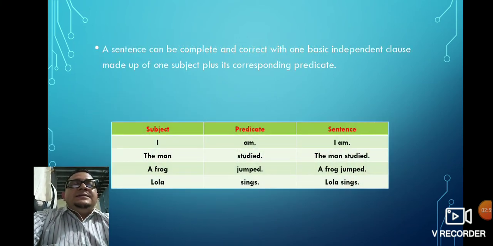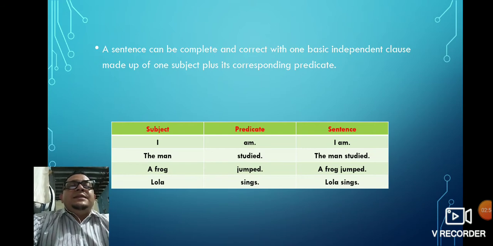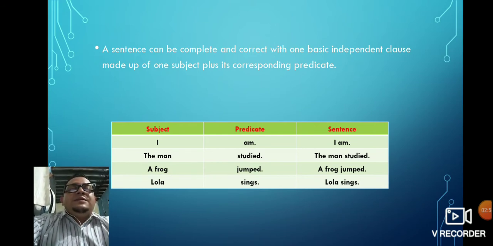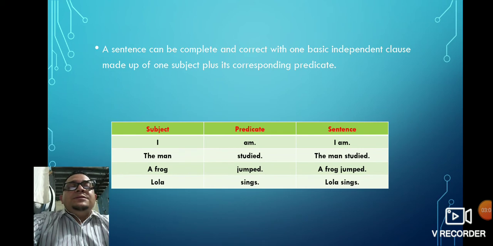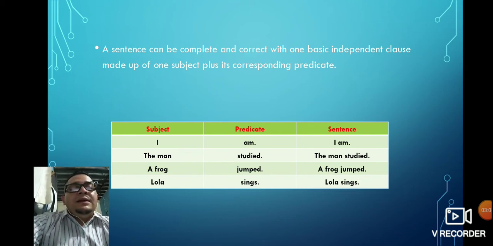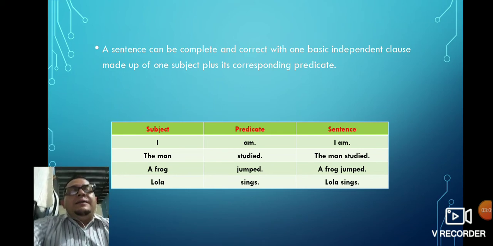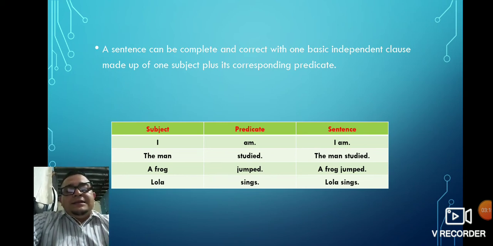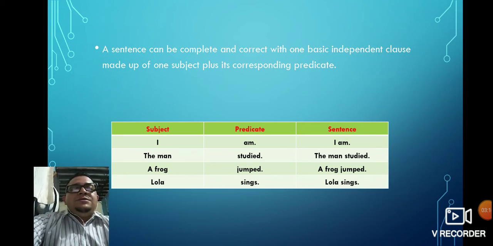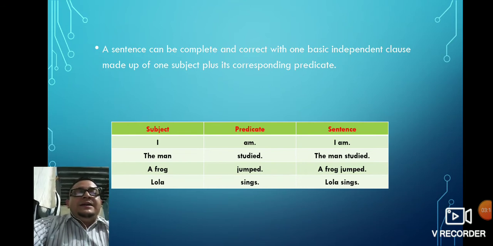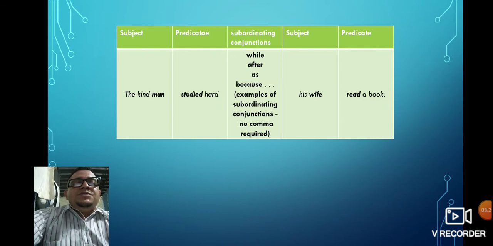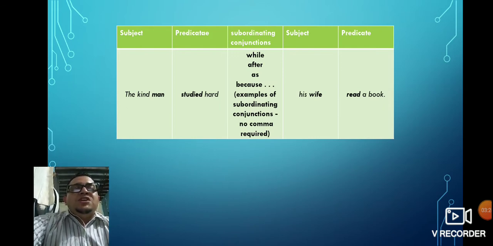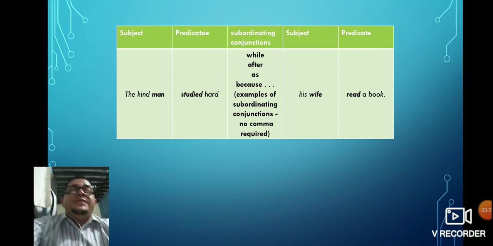In that slide, the sentence can be corrected with one basic independent clause made up of one subject plus a corresponding predicate, as you see in the table, which is that line, subject and predicate. A list of subjects, a list of predicates, and how the sentences should look, and also how to avoid the grammatical mistakes. As mentioned before, a short list of coordinating conjunctions or subordinating conjunctions, whatever you want to call it.